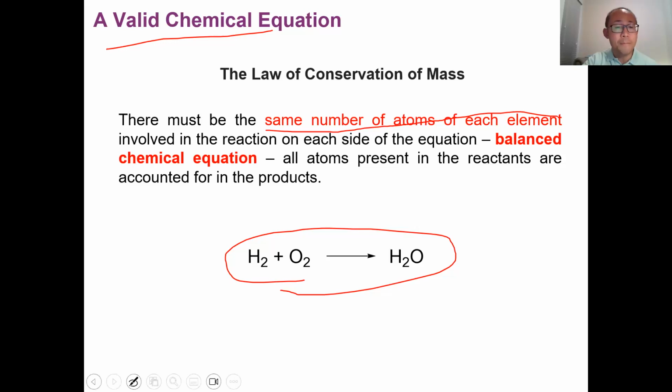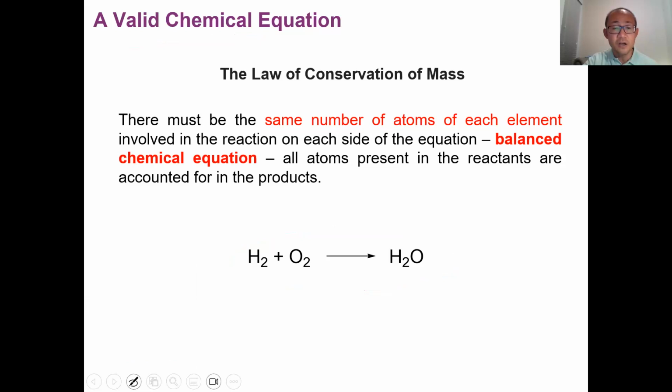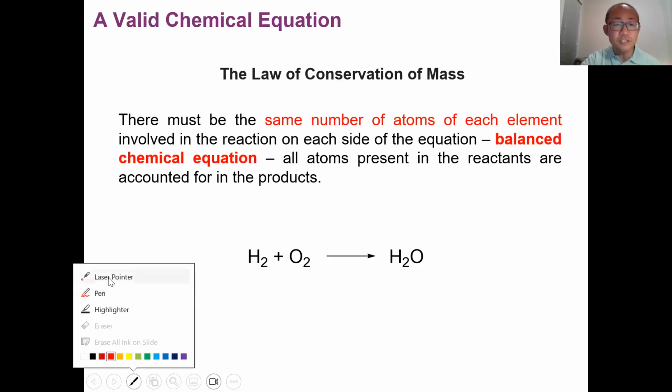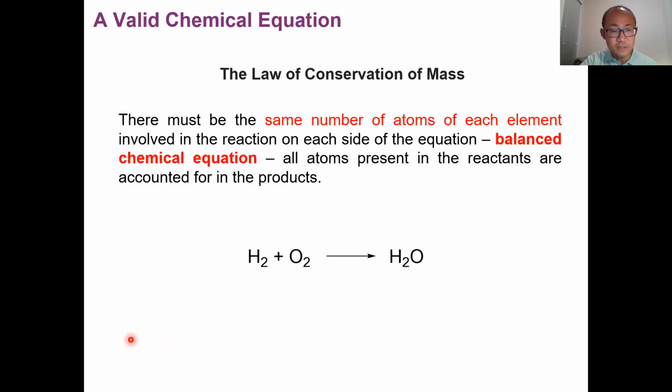So in order to balance a chemical equation so that it satisfies the law of conservation of mass, we have to do something. We have to add numbers. Okay, we have to add numbers in front of the substance. Okay, for example, in this case, I can add a number 2 in front of hydrogen, add a number 2 in front of water. Okay, if I add these two numbers, 2 and 2, you will find out now on the left side of the arrow, I have 2 hydrogen.